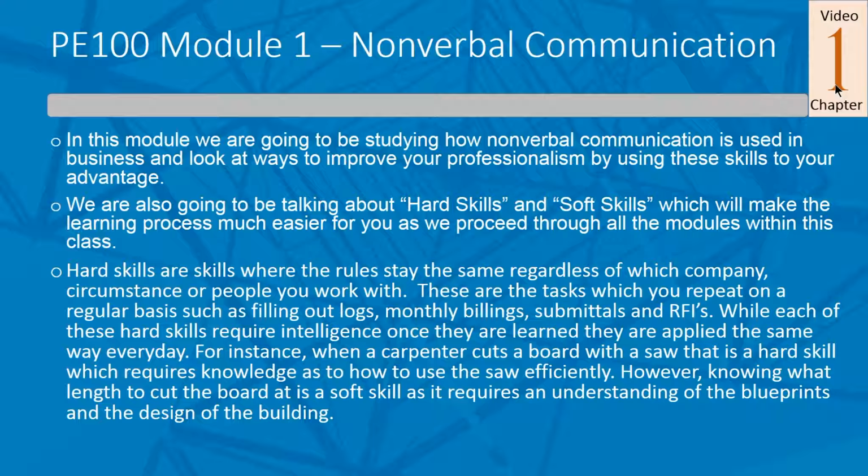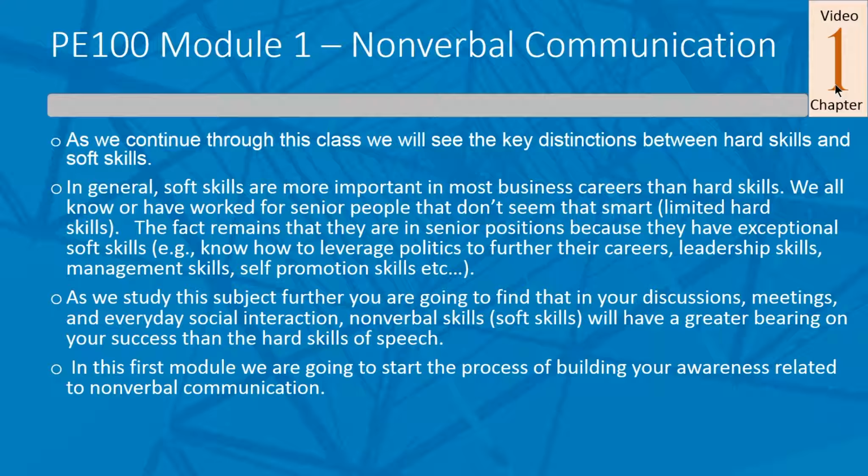And when you go into your soft skills, it also requires, when you're trying to figure out how long you want to cut that board, that's a soft skill. But learning how to use a skill saw is about as hard a skill as you can get. It's something you learn, you do repetitively, and as time goes on, you get better and better at it. So that's your differences, and we're really going to look at hard and soft skills throughout these modules as we go. And we're going to see a lot of key distinctions between these two aspects.